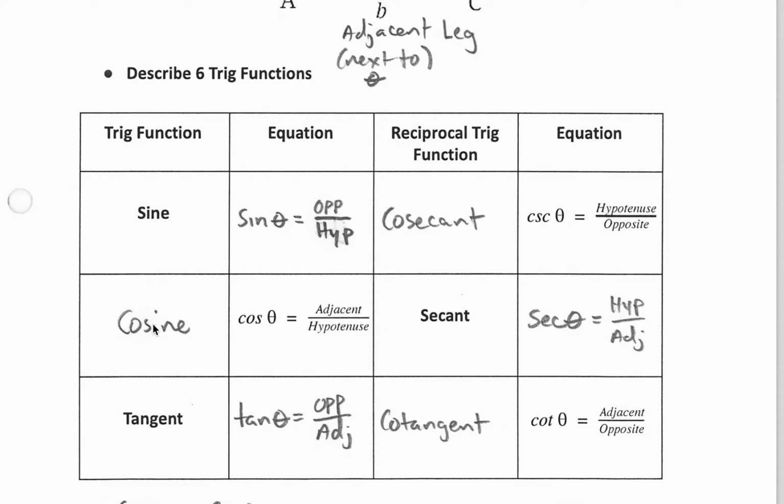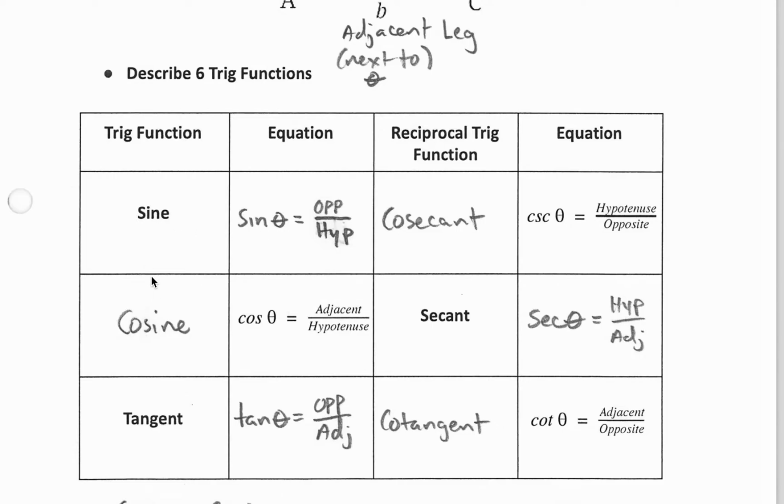Secant is going to be the reciprocal of cosine. And cosine was adjacent over hypotenuse, so secant is going to be hypotenuse over adjacent. And cotangent is going to be the reciprocal of tangent. Tangent was opposite over adjacent, so cotangent is going to be adjacent over opposite. All right, so there are the 6 trig functions.